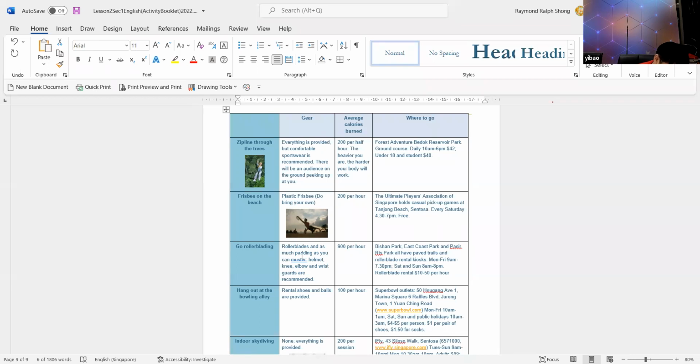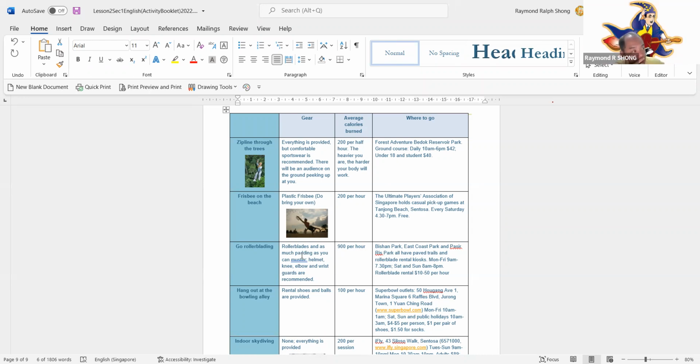Zip line. Yeah, zip line and one more. Frisbee on the beach. Okay, frisbee on the beach. Now, Winnie, can you choose 2 that are not from here? That is below the $100 budget. Get it? Remember? The key line is not so many, we only have 100 dollars to spend. So which are the 2 activities?